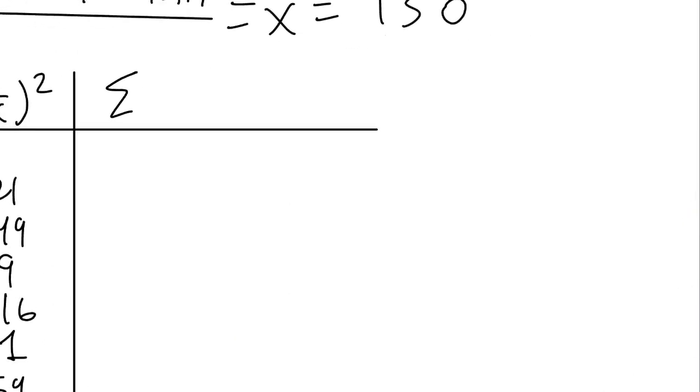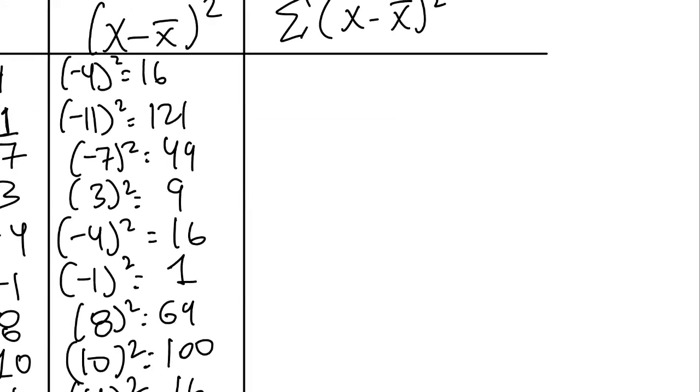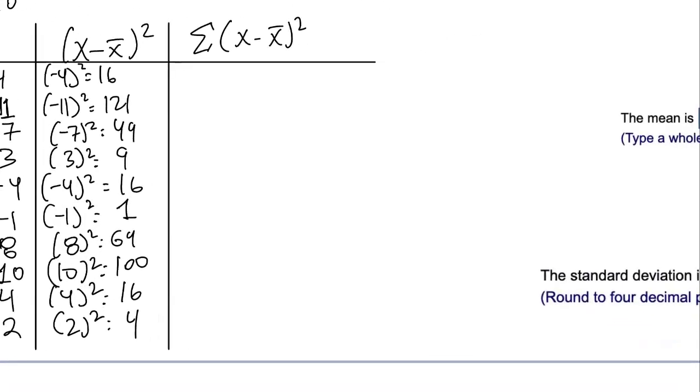All right, so the summation of our values. Then we're going to add them all together: 16 plus 21 plus 49 plus 9. I'm running out of space. Plus 16 plus 1 plus 64 plus 100. You just have to follow the steps, and it's honestly tedious. Let me know what you got when you add them all together. 16 plus 121.